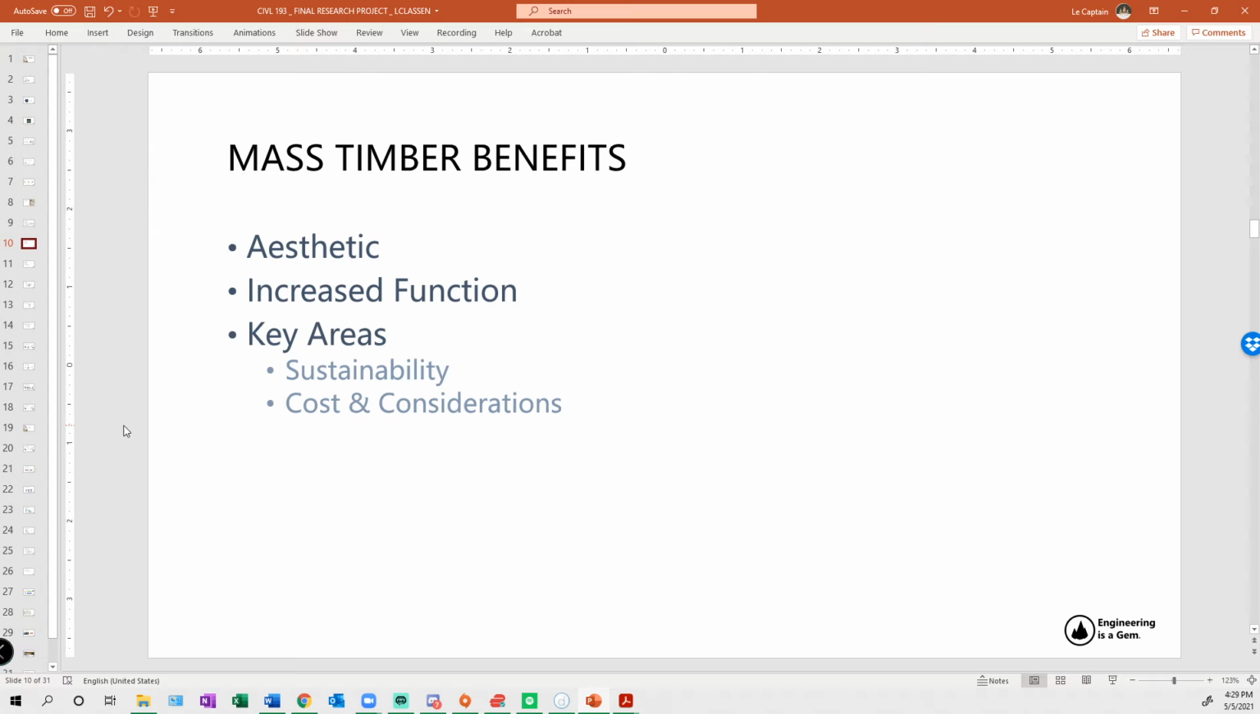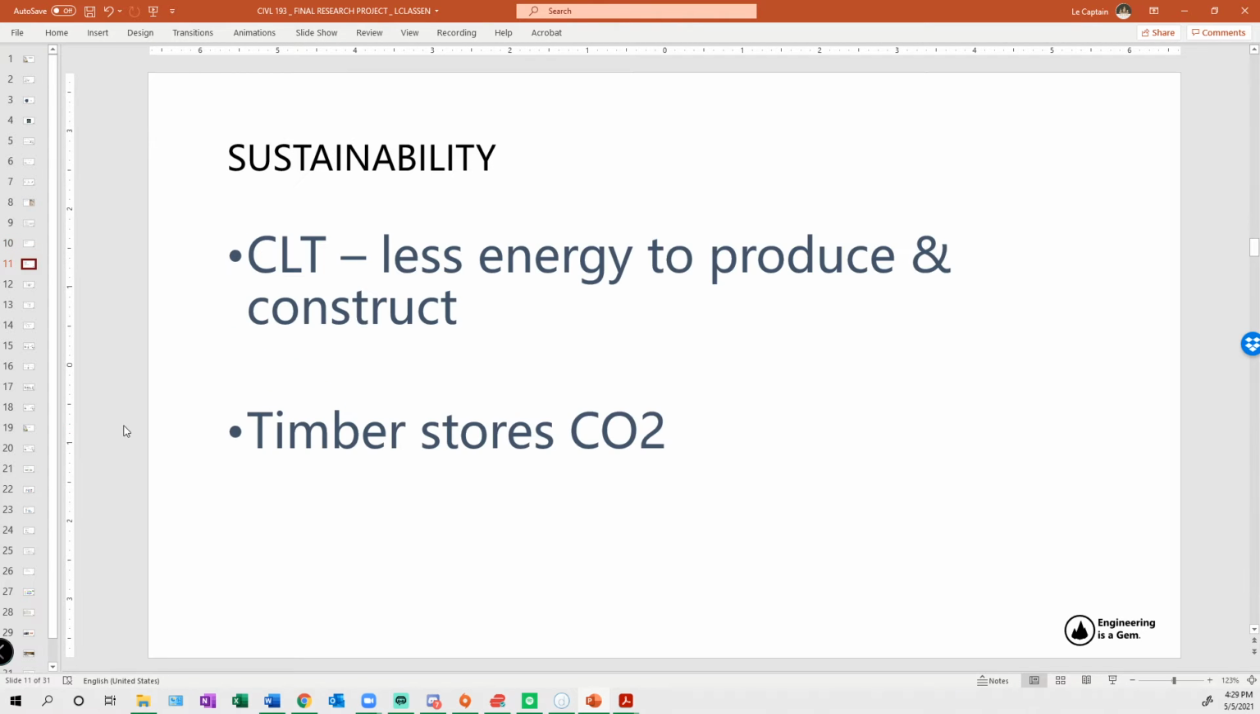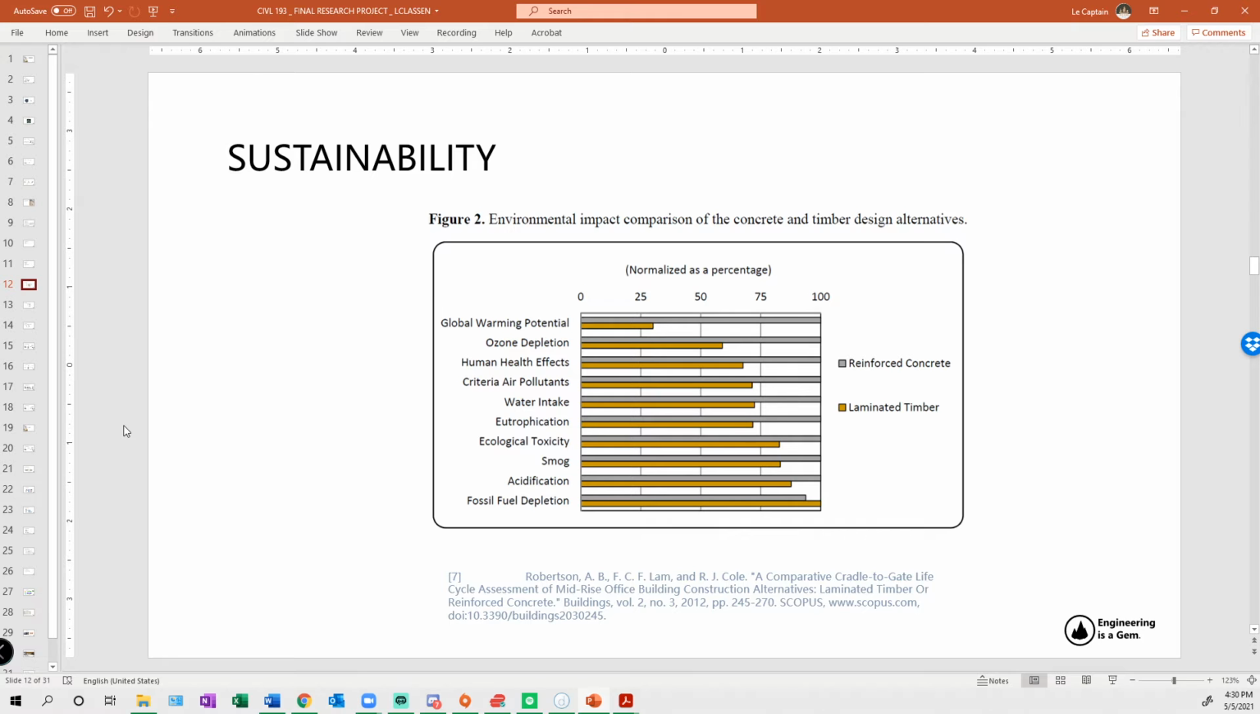Okay, now, key areas. Sustainability, cost, and other considerations. First off, with sustainability. CLT and timber are generally less energy consumptive in terms of its production and the construction. Furthermore, timber as a natural resource stores carbon dioxide, which prevents off-gassing in the future and helps with greenhouse gases. And I do have specific numbers as to how much an average timber element could store, so if you want to know more, go ahead, ask away, but onward.